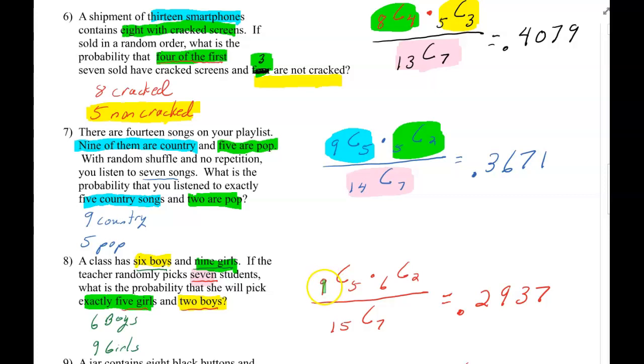So the favorable, out of the 9 girls, she needs to choose 5. That's highlighted in green. Out of the 6 boys, we need to choose 2 of them. That's highlighted in yellow. There were a total of 6 plus 9, 15 people, and we were choosing a group of 7. So the favorable outcomes divided by the total outcomes ends up being 0.2937, with the denominator being the 15 choose 7.